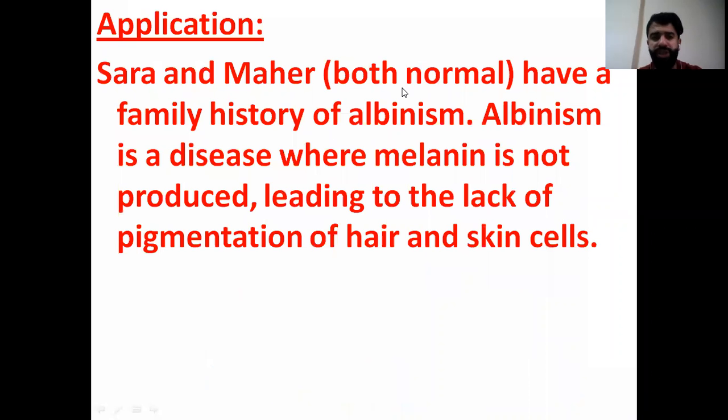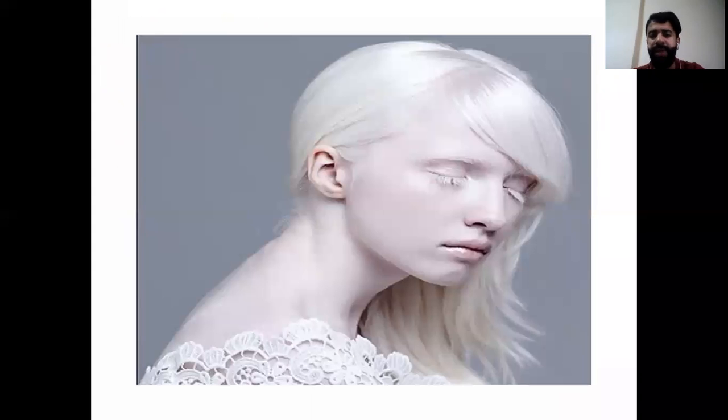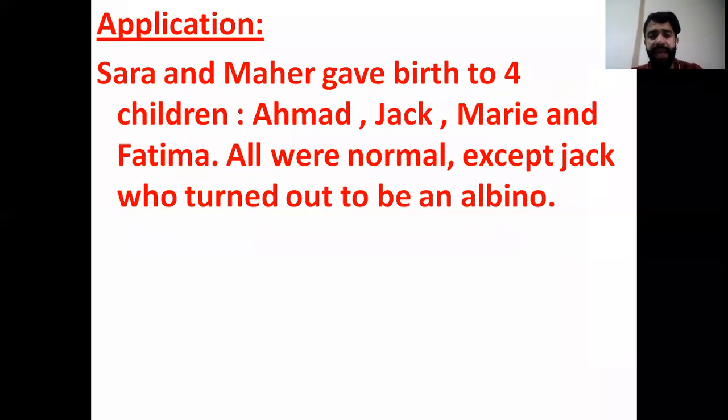Let's start with some symbols about the pedigree in this application. We said that Sarah and Maher, both of them, are normal. And they have a family history of albinism. We said that albinism is a disease where melanin is not produced, leading to the lack of pigmentation of the hair and skin cells. So here, this is an albino individual. This is an albino female. This application showed that Sarah and Maher, both of them, are normal. So pay attention to this.